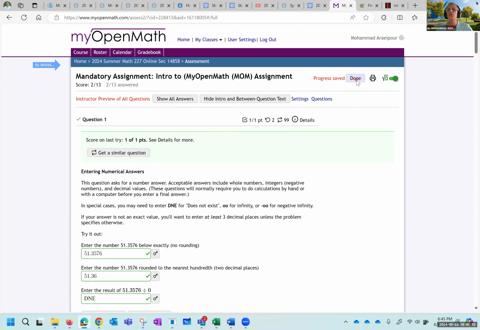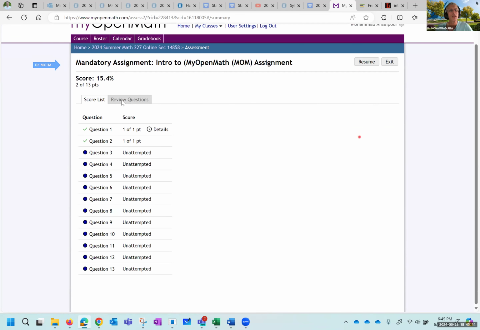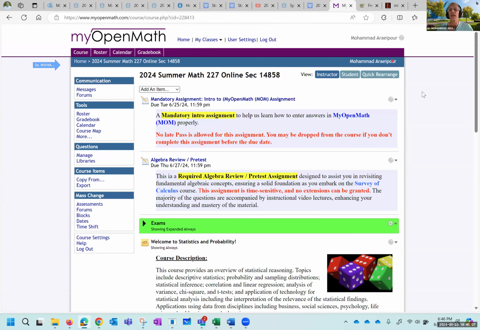Now, if I click on done, what happens? It check marks the first one, the second one. What does it mean? It's already given me the points and it's registered under the grade book for me. What about the rest of it? Anytime I resume before the due date, I can finish this. So that's why you don't have to do it in one sitting. I can resume or I can exit. If I exit, I get the points that I already have done.